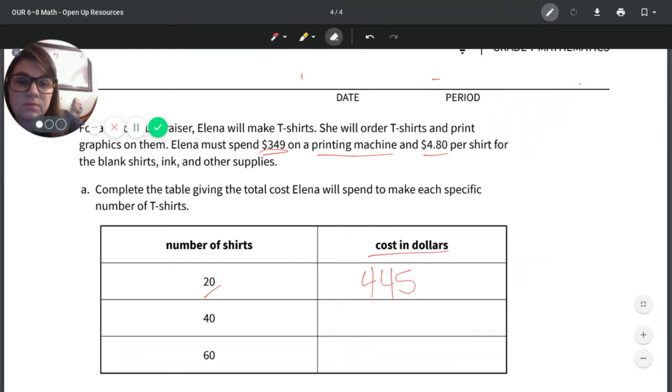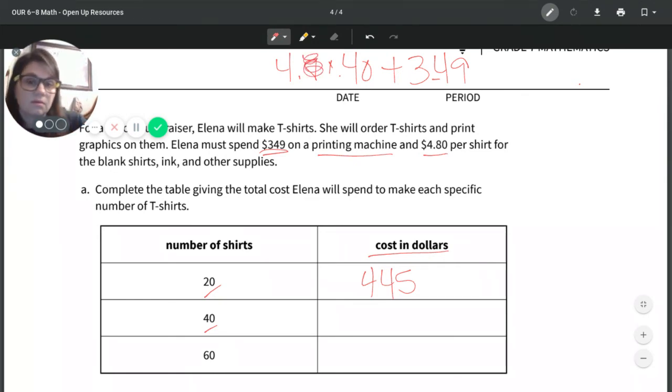Give myself some more room up here. Next, we're going to do the same thing. We're going to replace x with 40, and we're just going to write 4.8 times 40 plus 349. That's an 8. Doesn't look like an 8. There we go. So 4.8 times 40, the number of shirts that she's going to make, plus the $349 will give us $541.